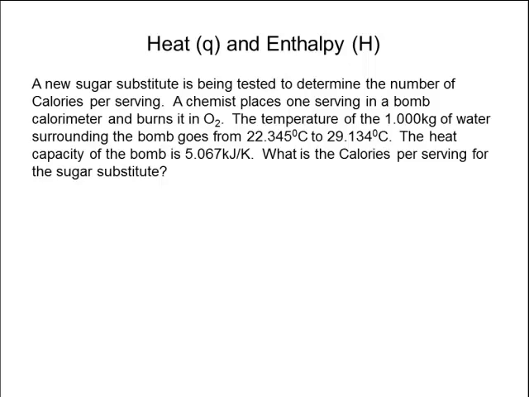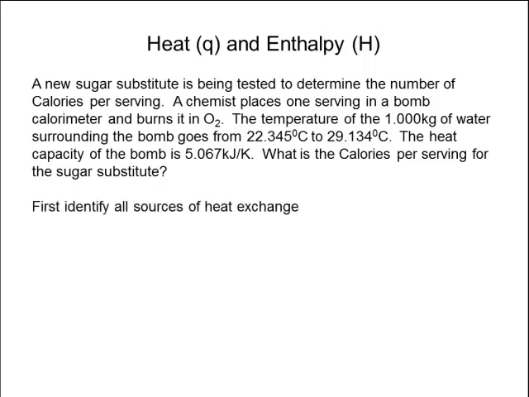If I have 1 kilogram of water surrounding the bomb calorimeter, that 1 kilogram being 1 liter, and I measure the temperature change going from 22.345 degrees Celsius to 29.134 degrees Celsius, and I know the heat capacity of the bomb is going to be 5.067 kilojoules per Kelvin, I want to calculate how many nutritional calories per serving I have for this sugar substitute. Now keep in mind, I'm not looking at the chemical reaction per se. All I want to know is from one serving, how much heat am I going to get?